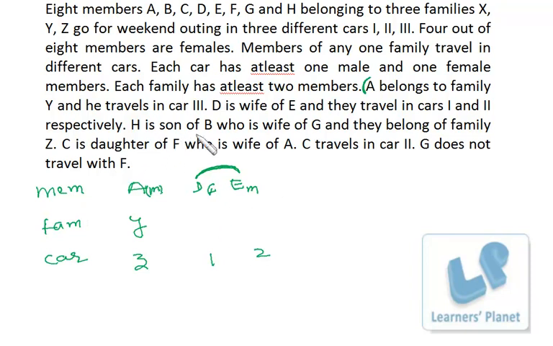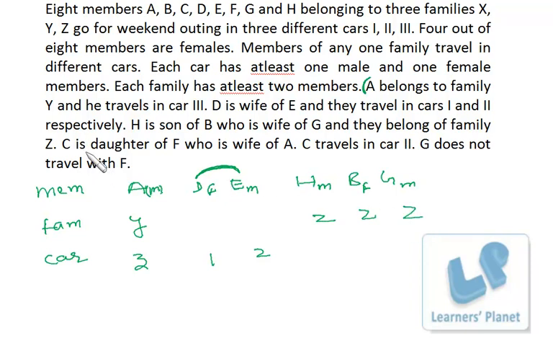After that, H is son of B who is wife of G. That means H, B and G. Further they are family. Now H is son of B. So H is male. He is a son of B and B is wife of G. That means G is also male and B is female. Then they belong to family Z. So we have family Z.